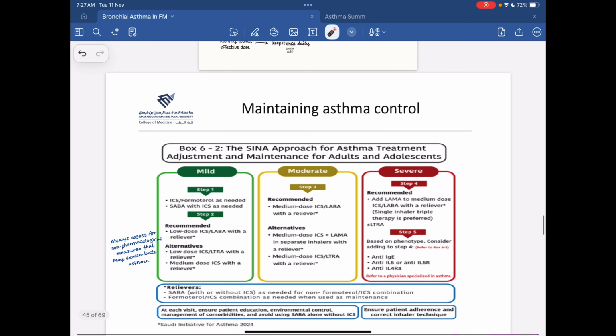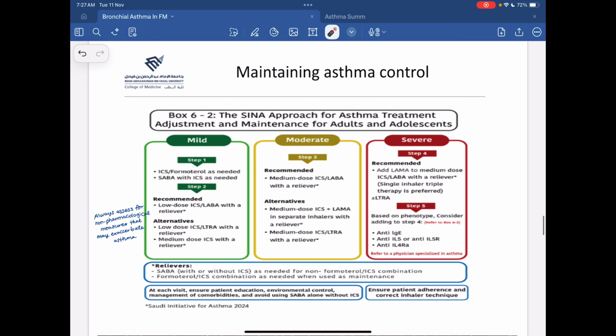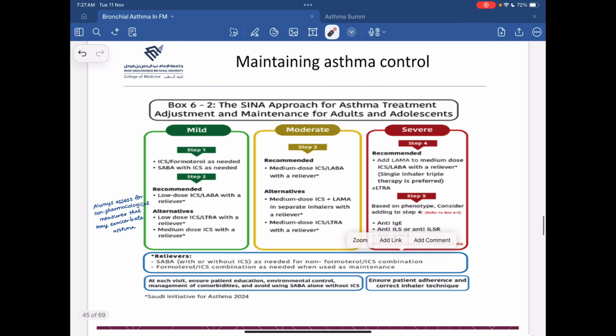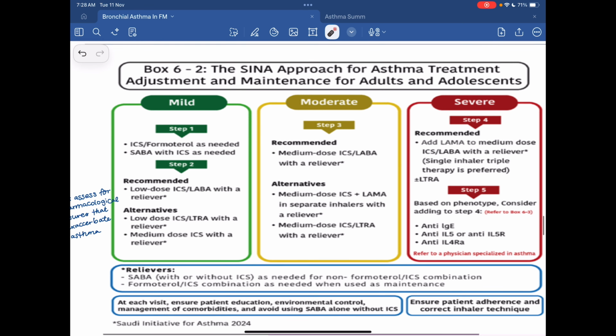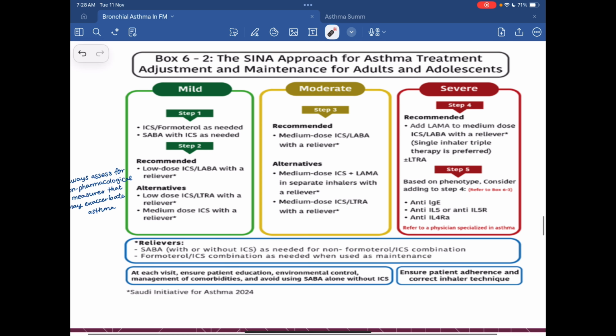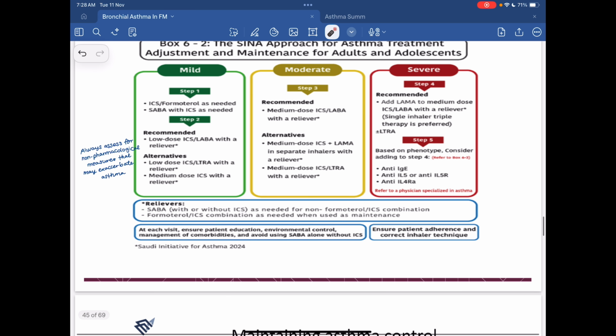يلا نشوف هنا. اختصرت لكم اللي موجود هنا. هذا أول شيء ال treatment in general. Okay, you can go over it. نفس ما قلنا mild and moderate و severe.